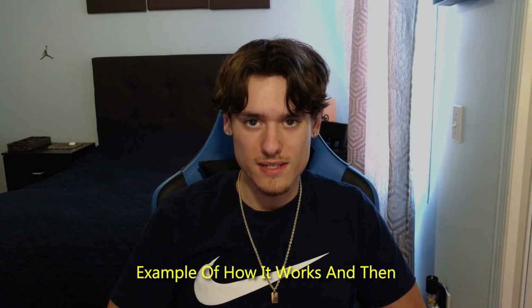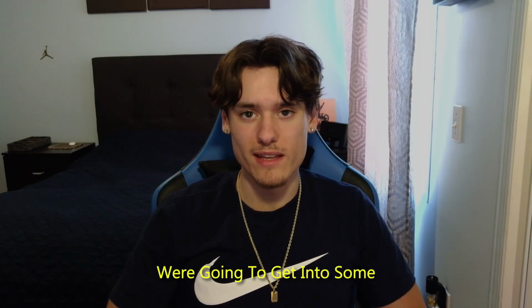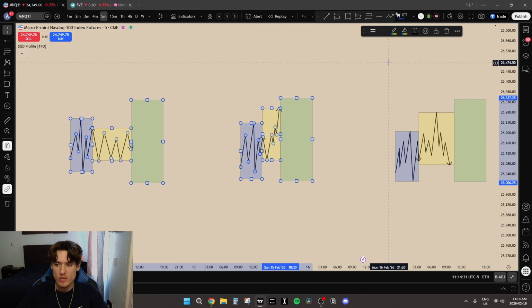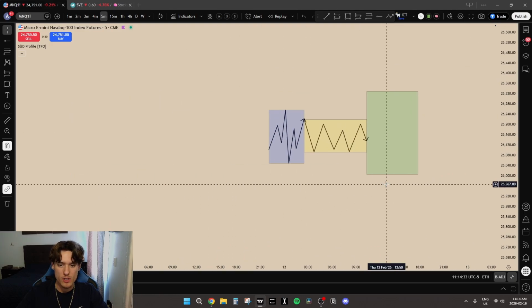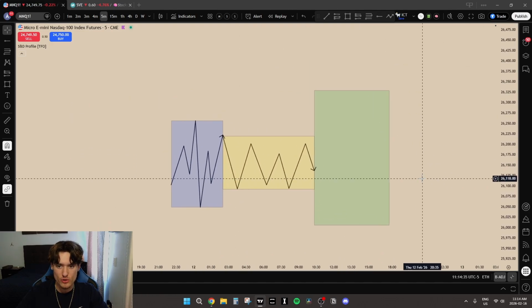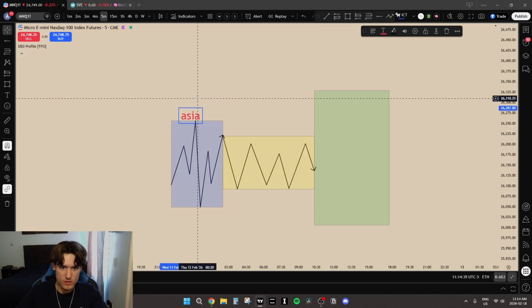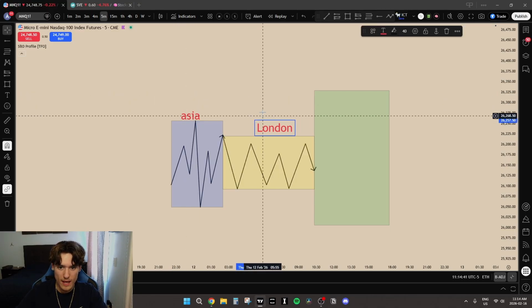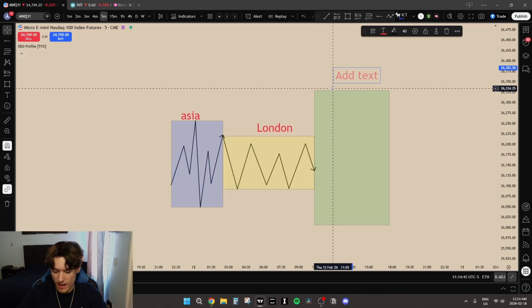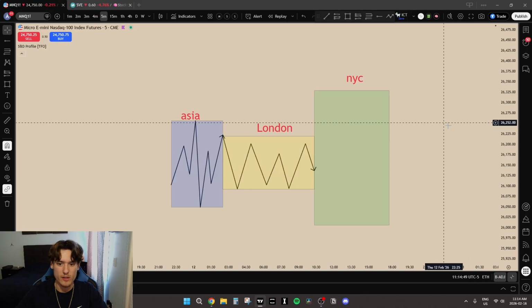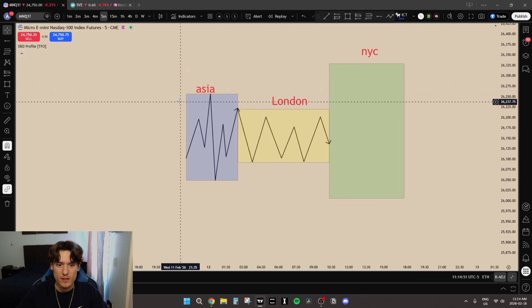I'm going to show you a little example of how it works, and then we're going to get into some live examples. So coming into the market every day, there's always going to be three main scenarios that play out, and this is how we're going to be able to predict what's going to happen during the New York session. So of course, there's always three main sessions: one, Asia, we have London, and we have the New York timeframe.